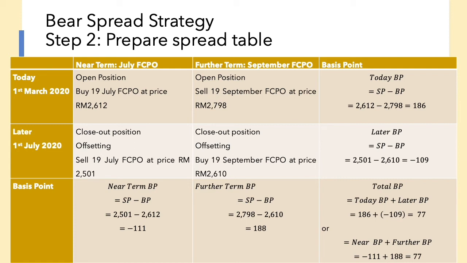Later on, 1st July, you need to close out position for July contract. You start with buy on 1st March, so on 1st July, you need to sell. For September contract, you start on 1st March, you sell FCPO for September, then in July, you need to buy futures contract for September contract. Then you can calculate the basis point based on time, which is today basis point and later basis point. Or you can calculate based on type of contract, which is you can calculate basis point for near term and calculate basis point for further term.